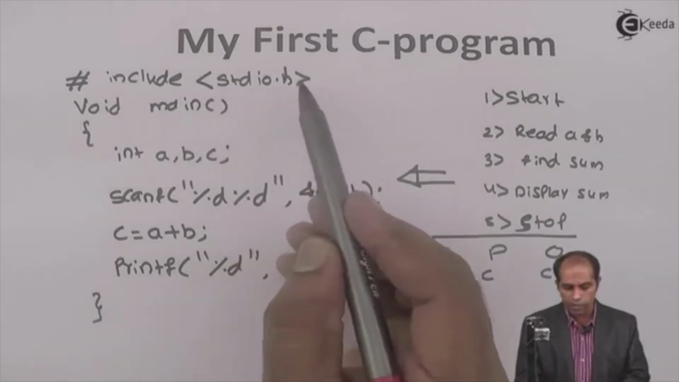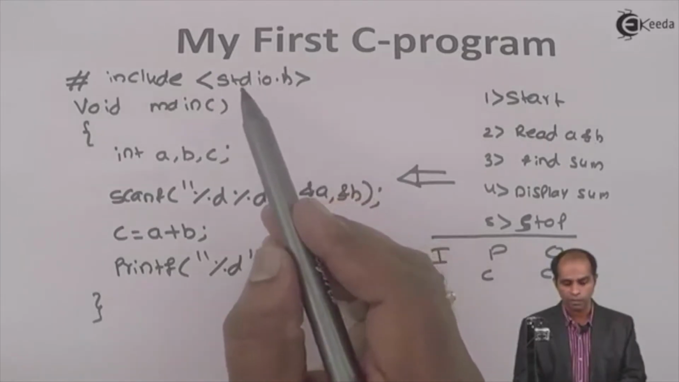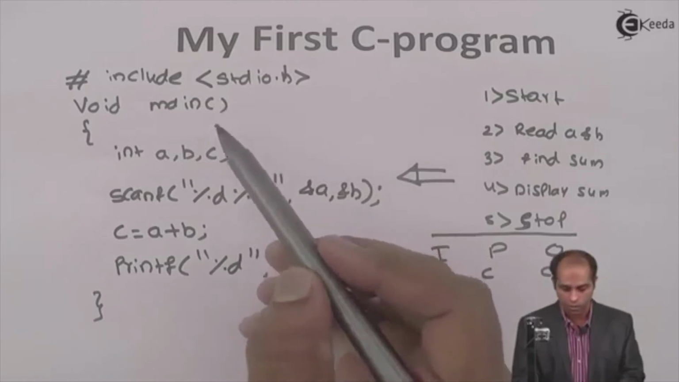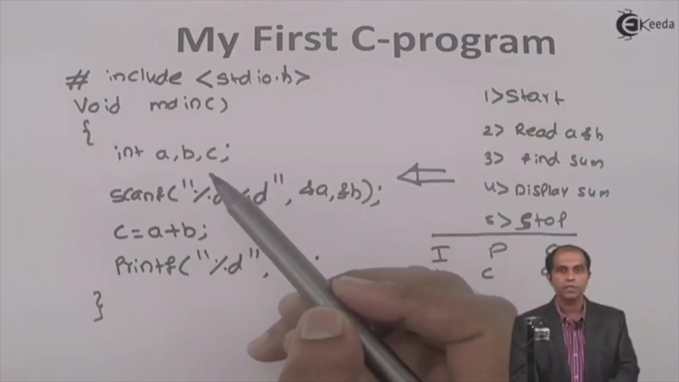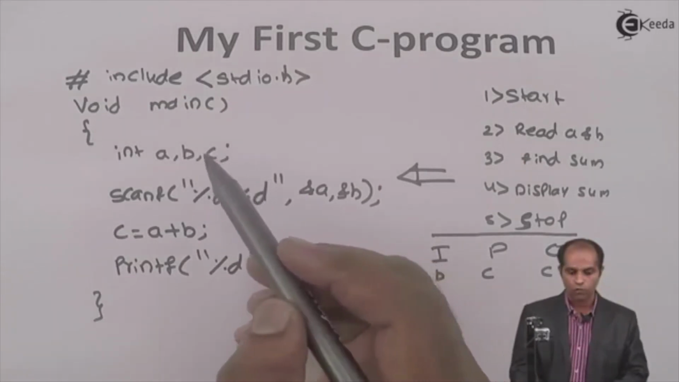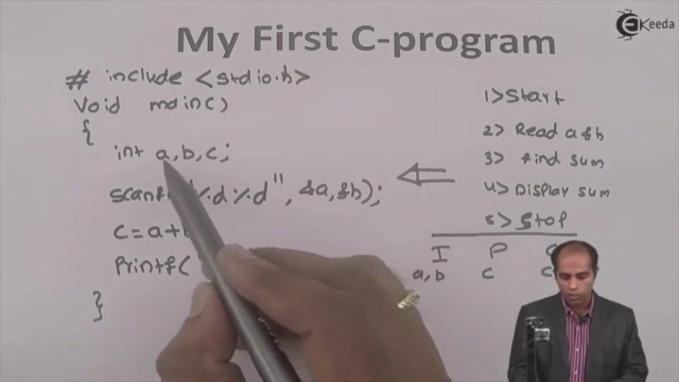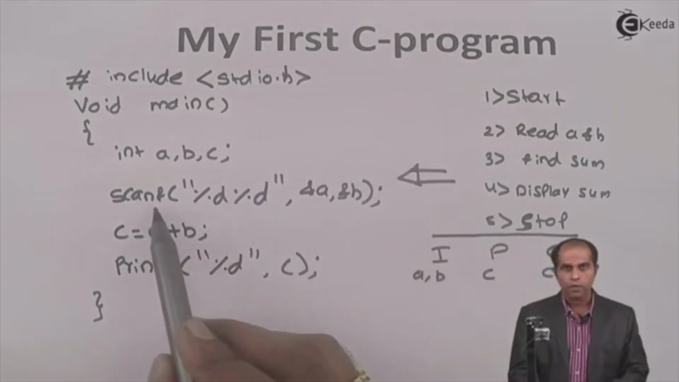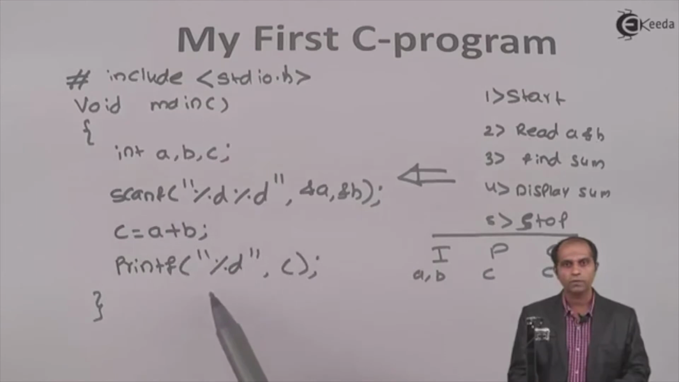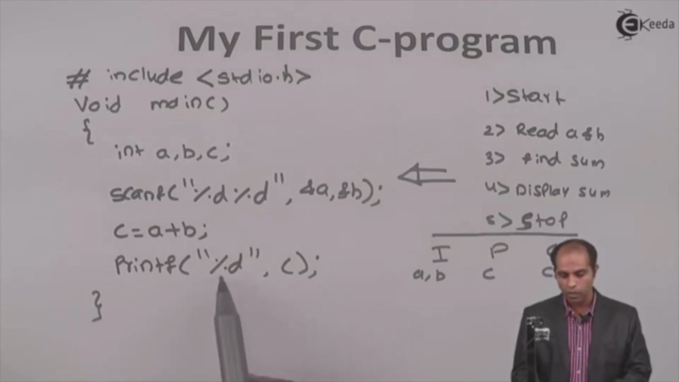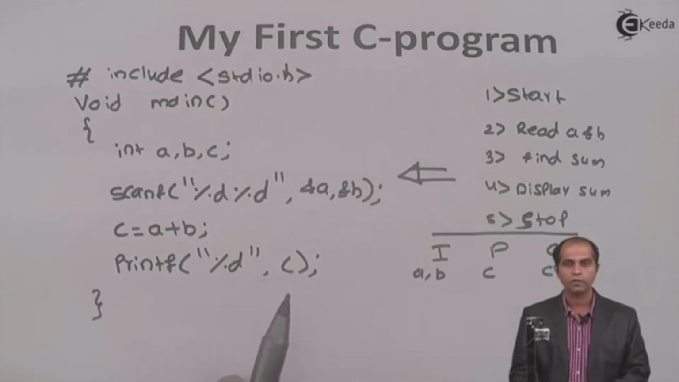As usual, the header block will never be executed by the compiler, but whenever it needs, it will go to that particular place and serve the instruction. Int a, b, c: here 3 variables will get memory of type integer. So each one will get 2 bytes. Scanf will make you read 2 values. You'll go to the output screen, enter 2 values, c equals a plus b. Printf will again display the value of c.